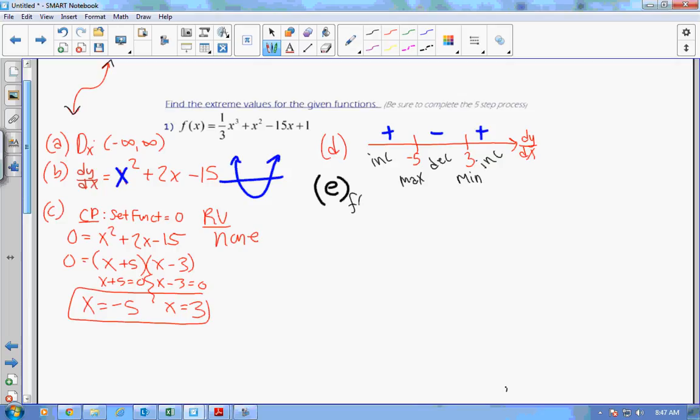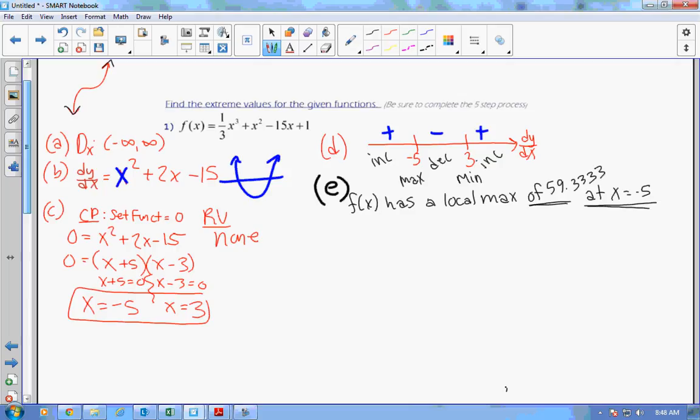So f of x has a local, or you can say relative, max of something, we don't know that yet, at x equals negative 5. How can we find the value? Plug in negative 5 into what? The position, the original. So you guys can plug that in really quick. I'll just tell you. We're running out of time. It's a decimal. 59.333.